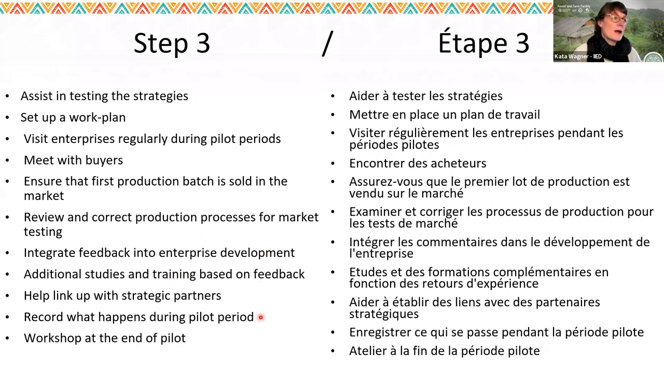We've also talked about how it is important to support the entrepreneurs when they start their interaction with the buyers. The facilitator might be more confident in negotiating contracts. So they should try to help also the entrepreneurs in this particular phase, in this activity, ensure that the first production batch is actually sold in the market, so that the quality can be checked and you could receive feedback on the sample from the buyer. There might be some corrections needed in the process based on this first batch or the feedback that you get on it. And there might still be some additional studies necessary, or any training based on the feedback.